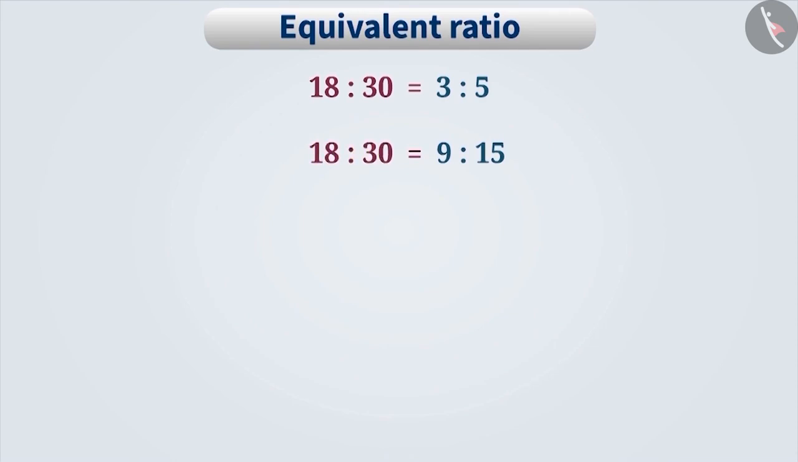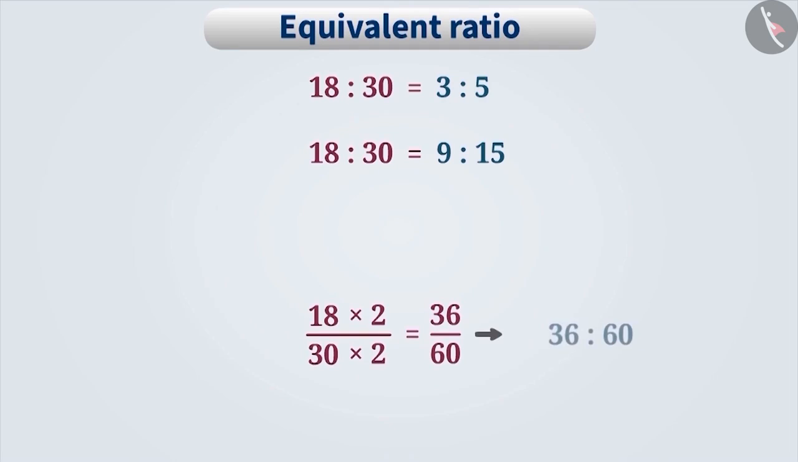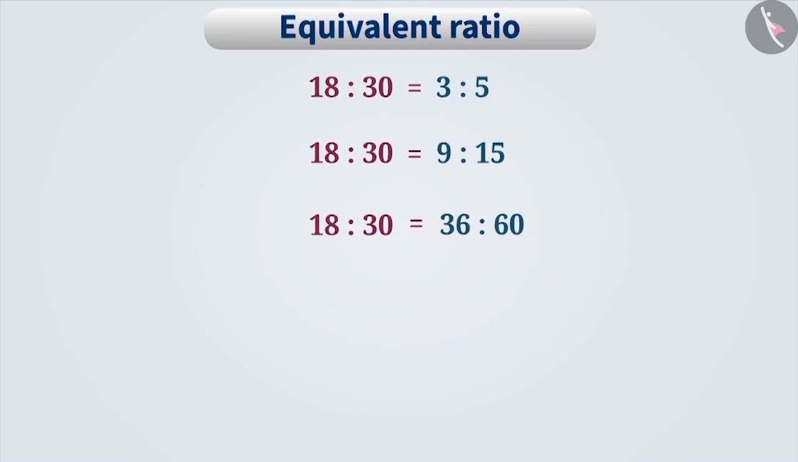Similarly, in the fraction 18 by 30, if we multiply both 18 and 30 by 2, then we get a new fraction as 36 by 60, which is 36:60. This is also an equivalent ratio of 18:30. In this way, we can now say that a ratio can have many equivalent ratios. Now imagine you're given two ratios. For example, 9:15 and 6:10.